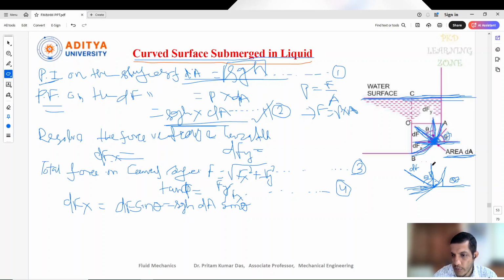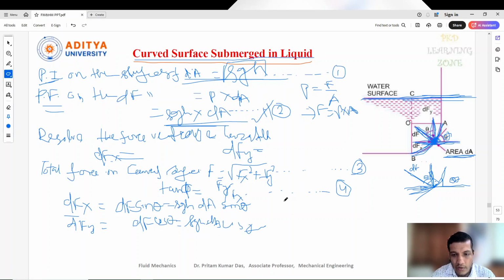Similarly, now we can see dfy, the force resolved in the y direction. That one we can write as df cos theta. So again, df we can write here as rho g h dA into cos theta. This is the equation for this.